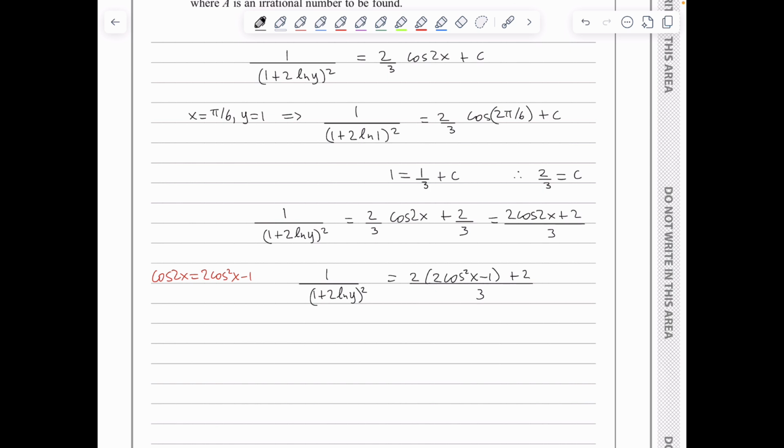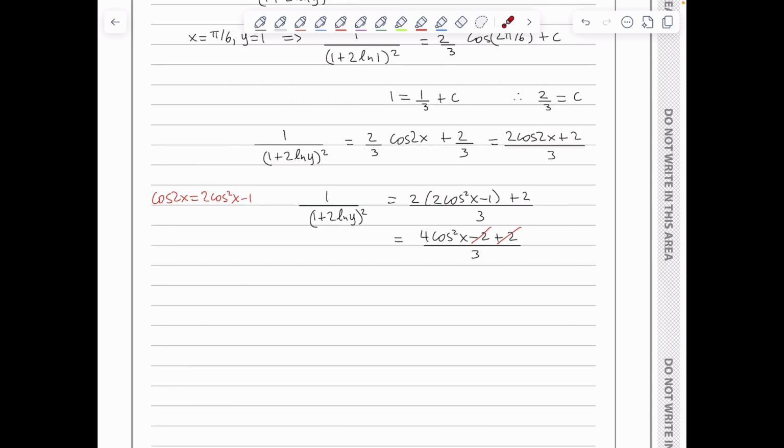I will expand the right hand side to get 4 cos squared x minus 2 plus 2, and all of it divided by 3. We can obviously see the negative 2 with the plus 2 cancelling out. So at the moment I'll be flipping both sides of the equation, leading to 1 plus 2 ln of y raised to the power of 2 is equal to 3 over 4 cos squared x. Well, we should be able to recognize the right hand side as simply 3 sec squared x over 4, and therefore I will proceed by taking the square root of the right hand side.